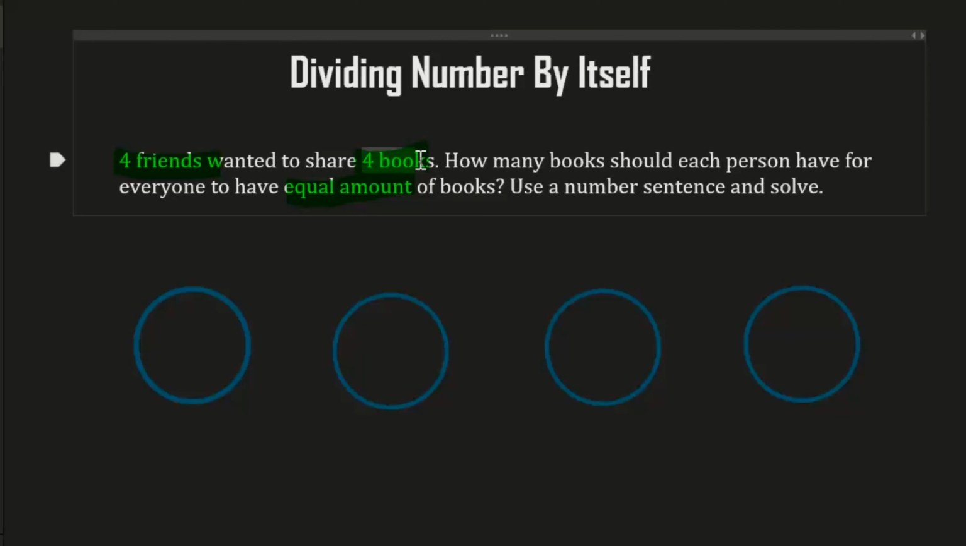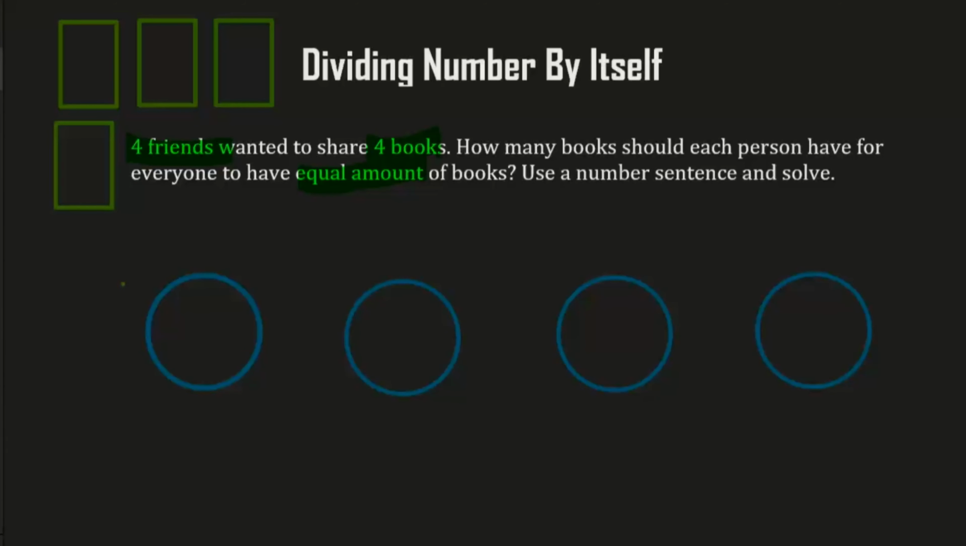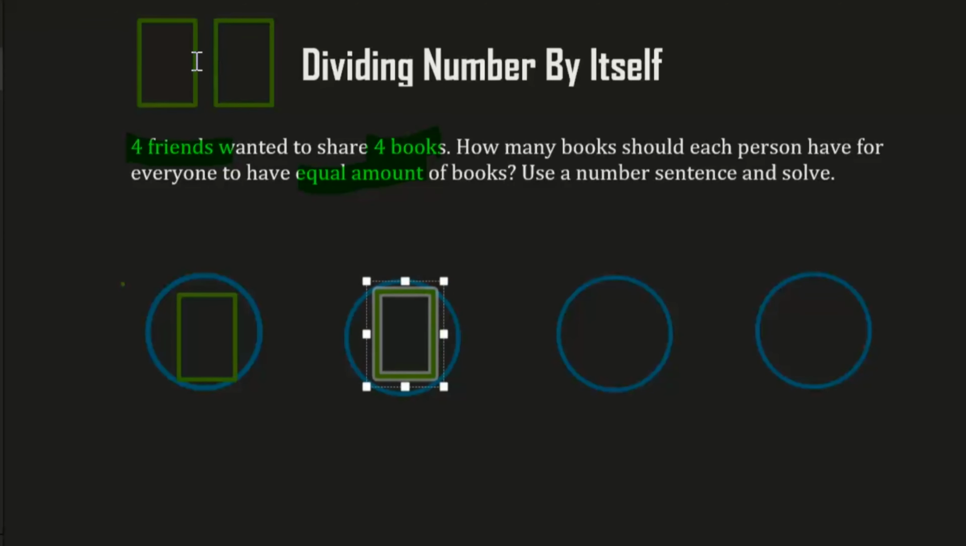Now we know they wanted to share 4 books. Let's go ahead and draw 4 books. In our case, it will be rectangles. Now, let's go ahead and divide them equally. So, each person or friend is supposed to get at least 1. So now, let's divide them. 1, 2, 3, and finally 4.